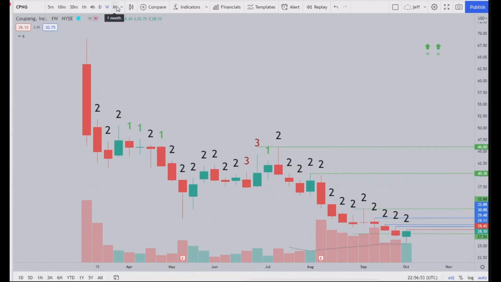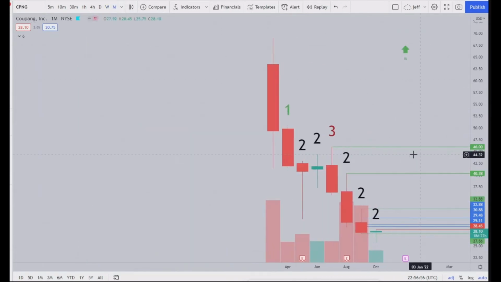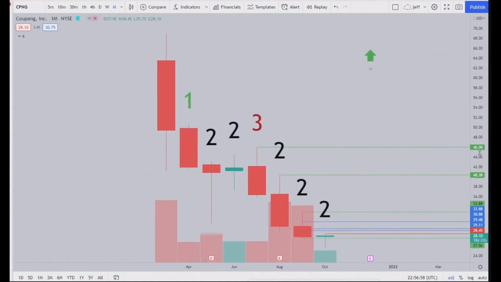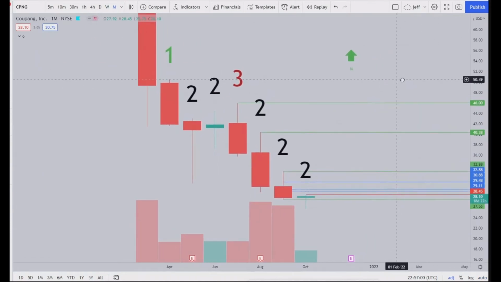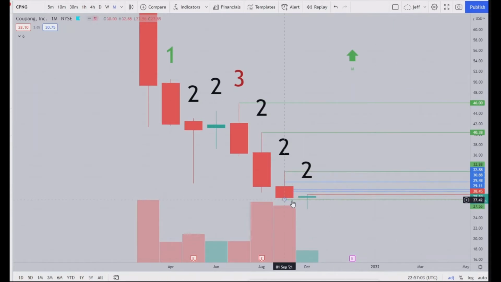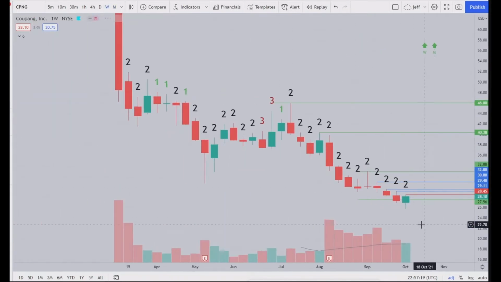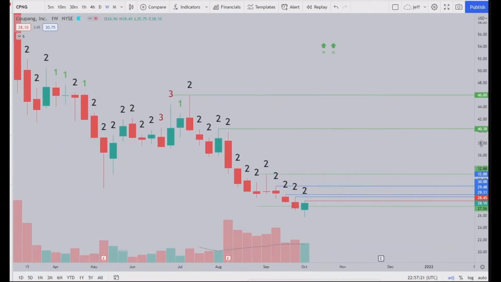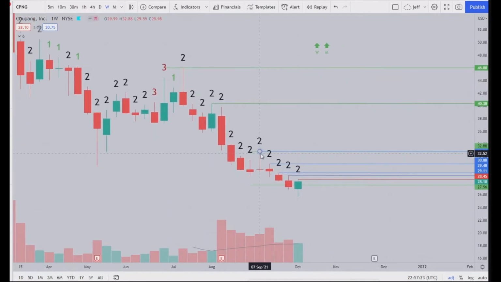We'll look at the monthly, weekly, and daily. So if we look at the monthly, I have the monthly levels as the green ones. So we broke last month's low, and it's starting to come back up now. We have these 3 months of 2 downs in a row. And if we go to the weekly, we see it's kind of the same thing recently, where we have these 4 weeks in a row of 2 downs.